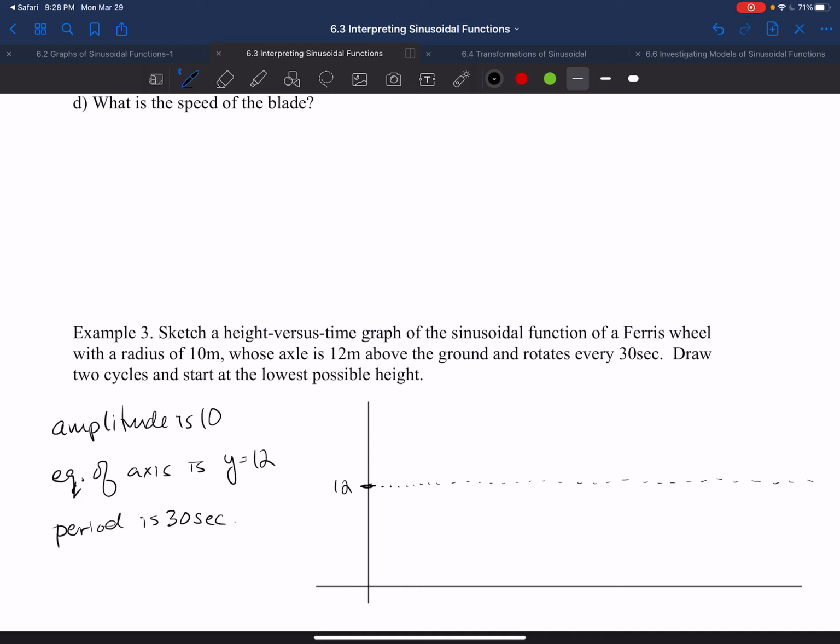Now, using my amplitude, I'm going to figure out my maximum and lowest point, or minimum point. So amplitude is 10. That means the highest point is going to be 22, and the lowest point is 2. I also know that the period is 30 seconds. So I'm going to put it halfway because I want to do 2 cycles.